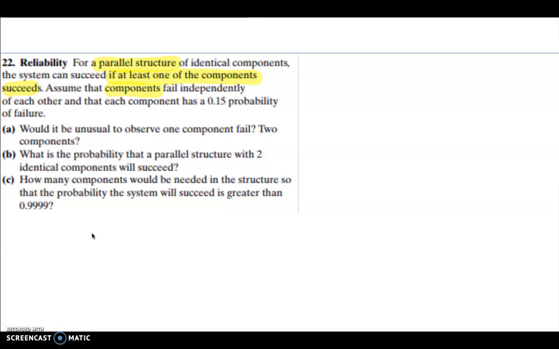Assume that components fail independently of each other, and that each component has a 0.15 probability, or 15% chance, of failure. The first question: would it be unusual for one component to fail? This is just, what's the probability that one component fails? That's simply 0.15. Is that unusual? In this case, no, because for a lot of the questions we look at, anything less than 5% is unusual, so 15% is not unusual.